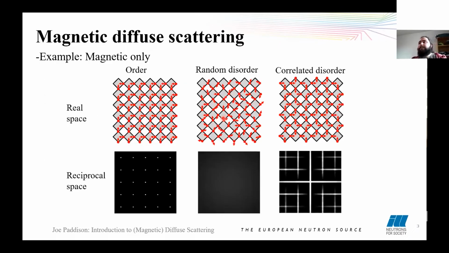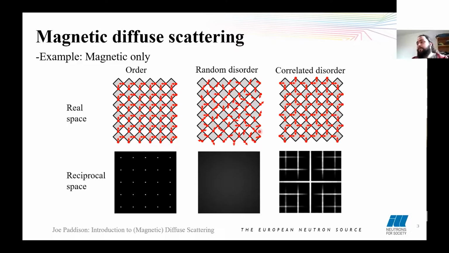So what is magnetic diffuse scattering? Well, let's consider first an ordered system, such as the one shown here, where we have a perfectly ordered system, and all the spins are pointing in the same direction, and we have 2 spins per unit cell. In this case, we have infinite long-range order, or infinite periodicity, or in other words, infinite correlation length. So we're going to have something very, very sharp in reciprocal space, which is our magnetic Bragg peaks.